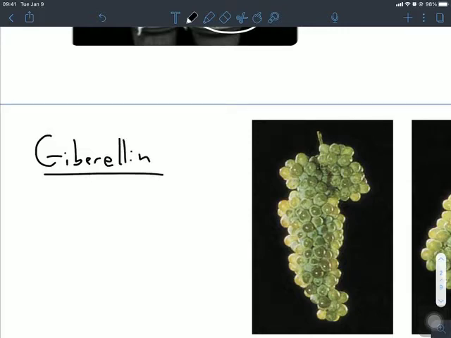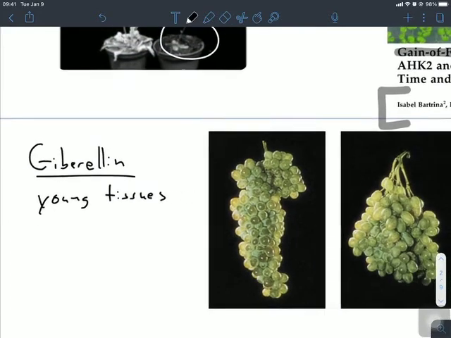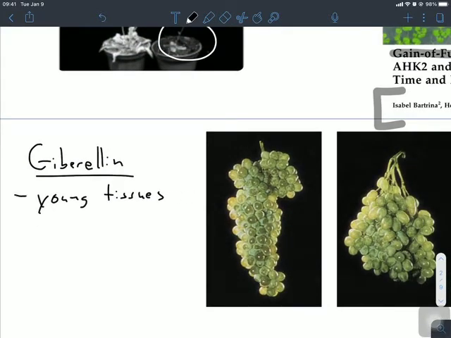Gibberellin is made oftentimes in young tissues, meaning that it's made in the young stem when the plant is growing. It is involved in hyperelongation, meaning that you will get variation in the internode size with the presence of gibberellin or higher expression levels of gibberellin.